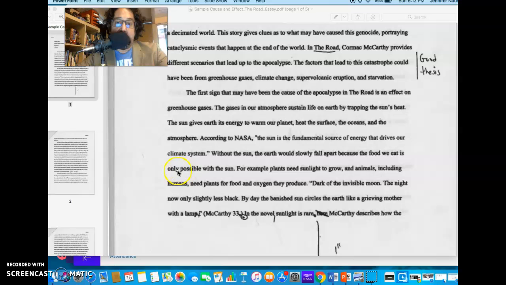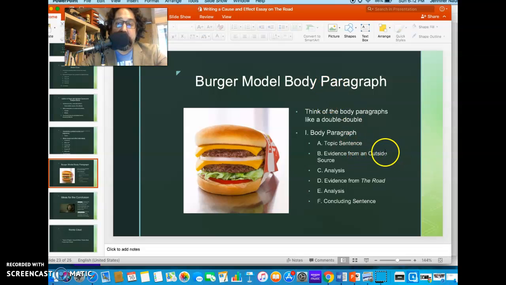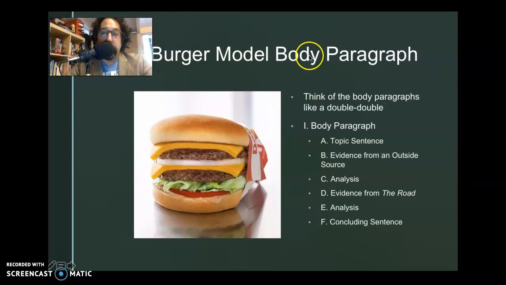And then the second one there, as you can see, is from Cormac McCarthy's The Road. The combined effect is that here's evidence from this outside source that says how this cataclysmic event or global problem might develop or worsen. Then you talk about it, then you throw in evidence from The Road and show how this evidence from the road is supported by your scientific evidence and how these are connected.